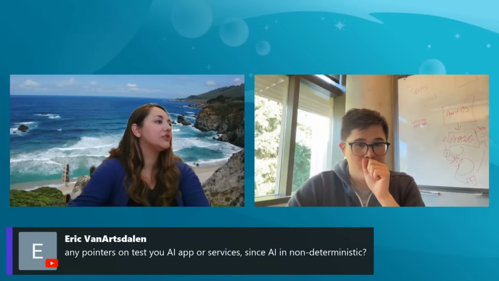And so I see we have a couple more questions that I'd love to go through, and then we'll just wrap up and be able to leave some time at the end for Q&A as well. Eric has a question: any pointers on how to test your AI apps or services since AI is non-deterministic? It's a great one, Matthew.